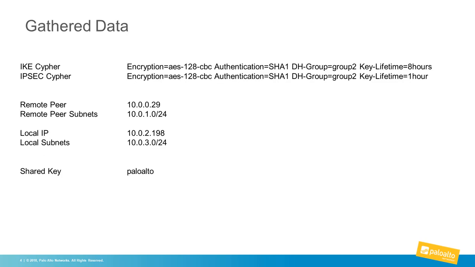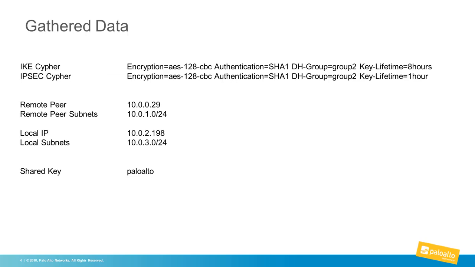For our example today, we're going to use AES-128-CBC encryption, authentication of SHA-1, a Diffie-Hellman group of 2, and a key lifetime of 8 hours for the IKE cipher. On the IPsec cipher, we're going to use an encryption of AES-128-CBC, an authentication of SHA-1, a Diffie-Hellman group of 2, and a key lifetime of 1 hour.